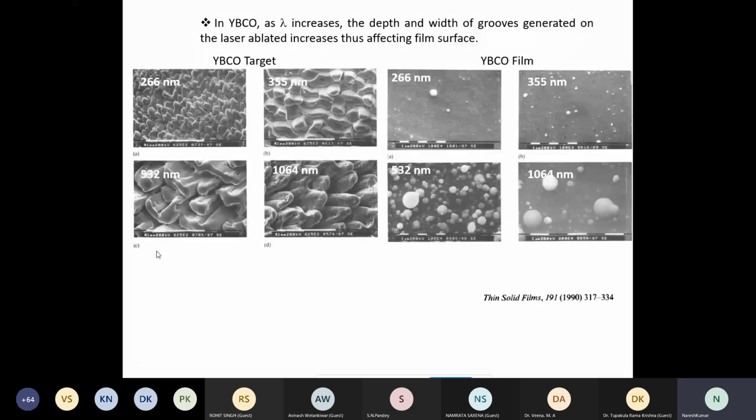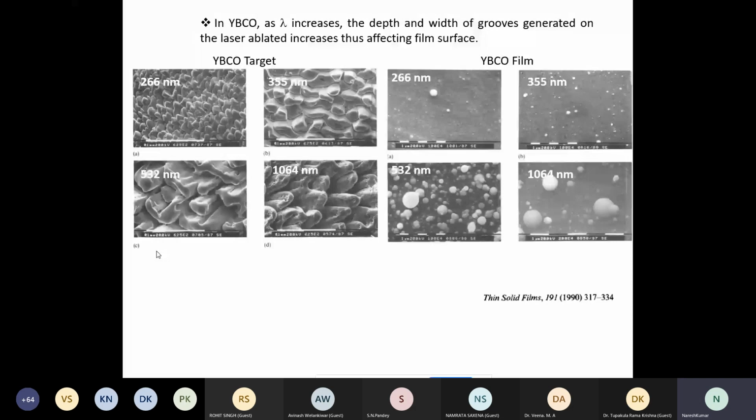Some of the results show how my wavelength affects the surface of the target. When you take, let's say, the high wavelength 1064, I am getting a hill kind of pattern. Here the hills are very, very sharp.